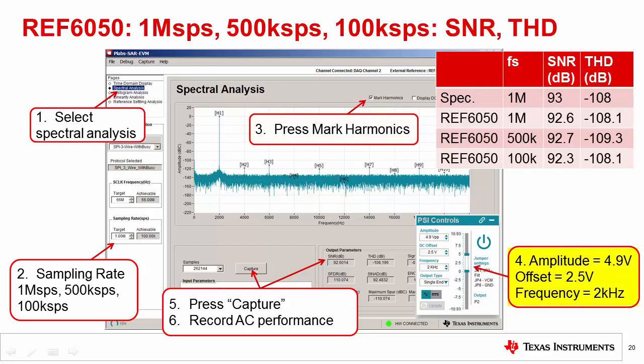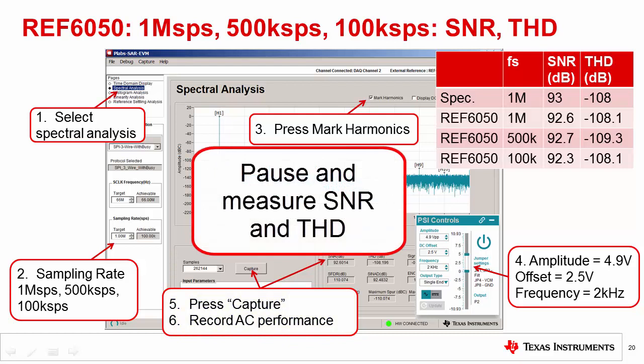Next, configure the PSI. Set the amplitude to 4.9 volts, the offset to 2.5 volts, and the frequency to 2 kHz. Finally, press capture and record the AC performance. You may pause and measure SNR and THD at all three sampling rates now.